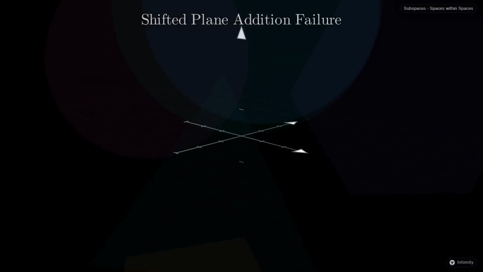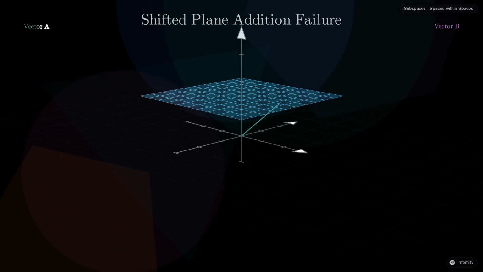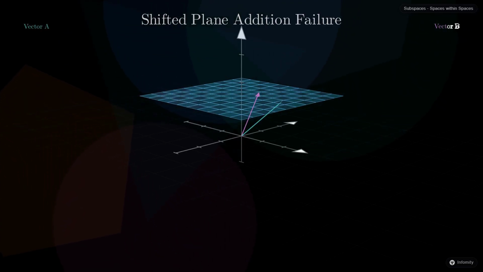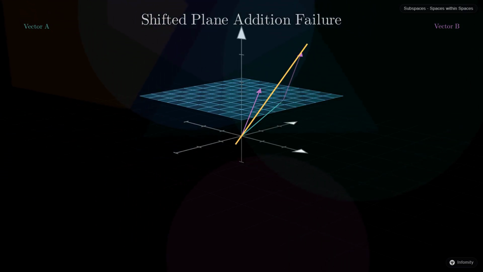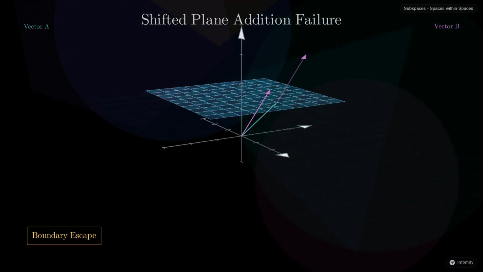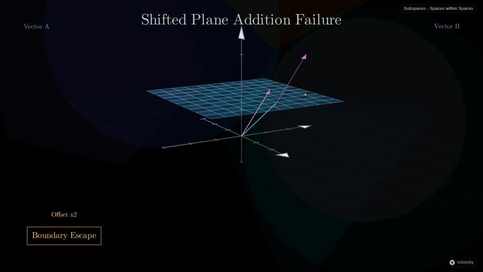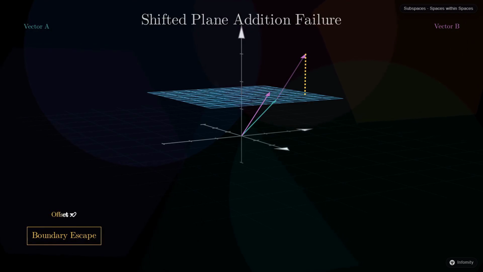Let us double-check our shifted plane by testing the addition rule. To do this, we place two vectors, a and b, on this elevated surface. When we add them tip to tail, the resulting vector points far above the plane. Remember, in a true subspace, you can never escape the boundary by adding elements. In contrast, the shift adds an offset that doubles when the vectors are combined, pushing us out.